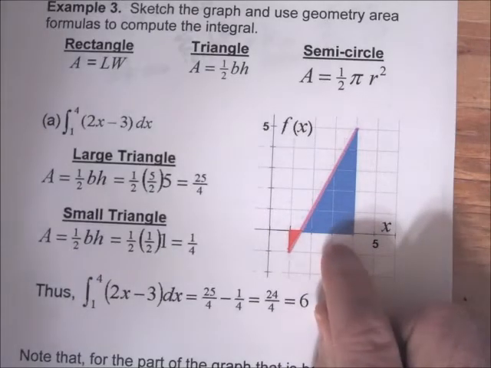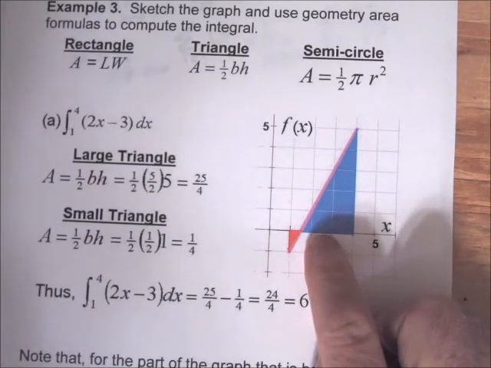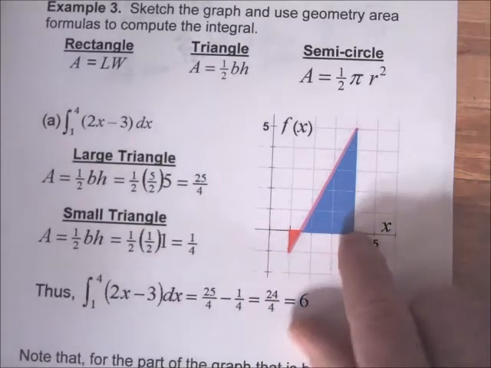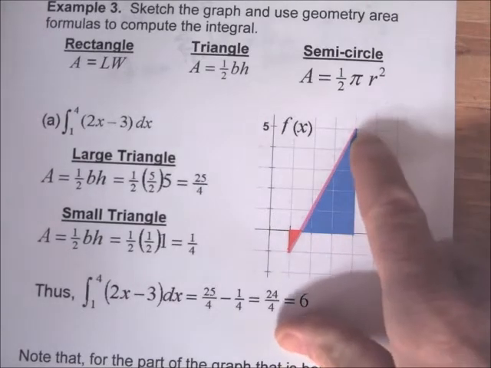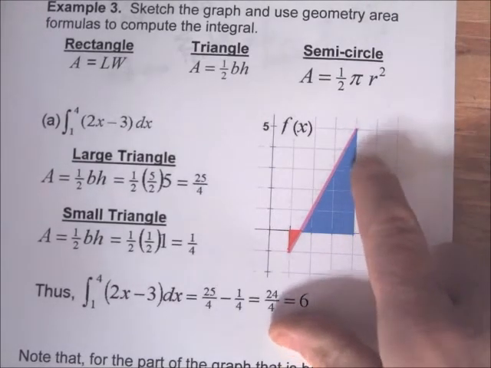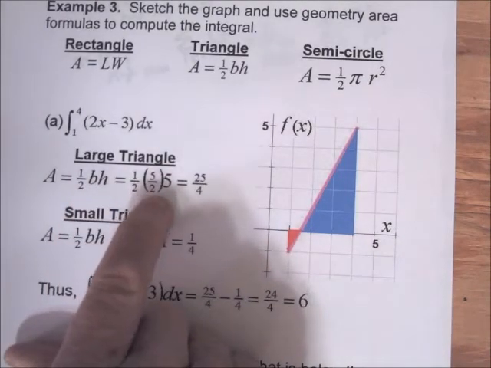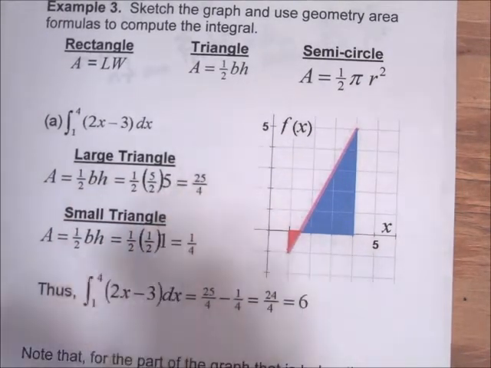So let's see. This looks like it's about 2.5. The base here is 2.5 or 5 halves for the larger triangle, and the height is 5. If you count them, it's 1, 2, 3, 4, 5. So 1/2 times base times height, 1/2 times 5 halves times 5, 25 fourths.